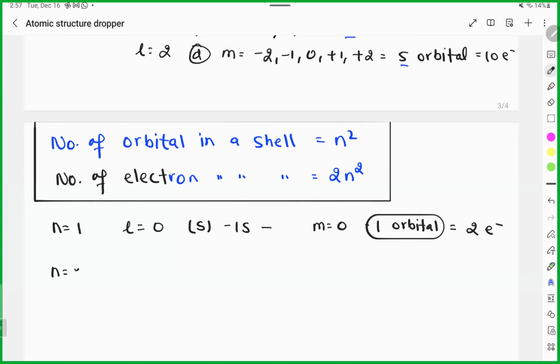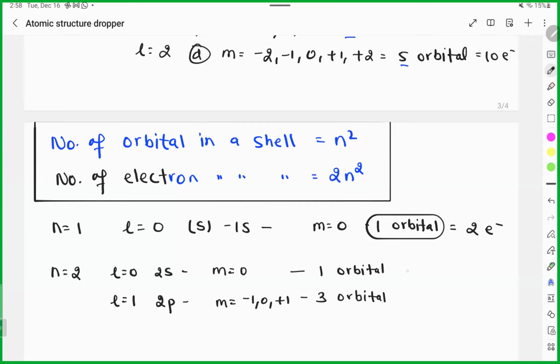If n value is 2, then l value could be 0 and l value could be 1. This is 2S. This is 2P. For this, what will be the m value? 0. For this, what will be the m value? Minus 1, 0, plus 1. Yes or no, guys? Yes, sir. How many orbitals do we have here? 1. And here? 3. Total 4. Electrons here 2, electrons here 6. Total electrons double the orbitals, 8.